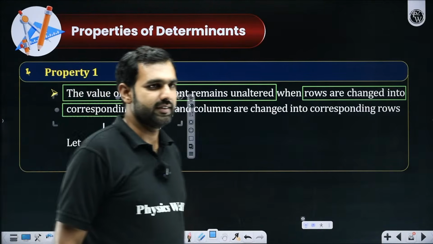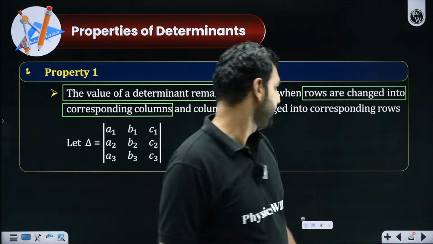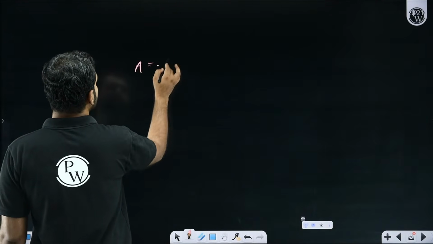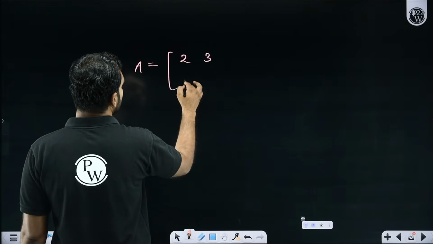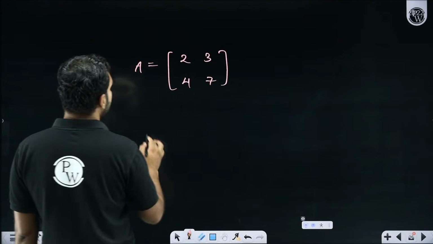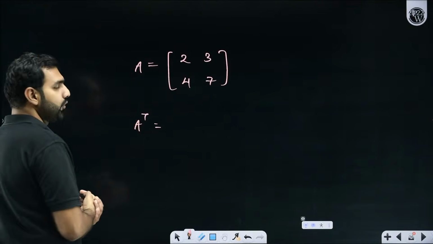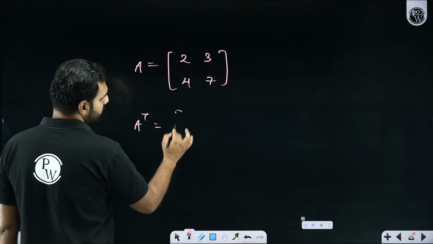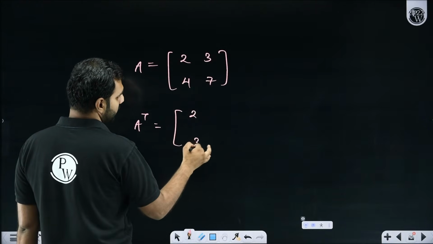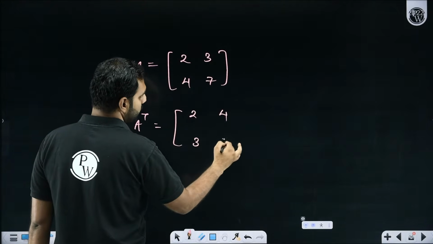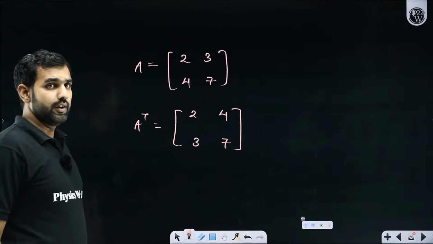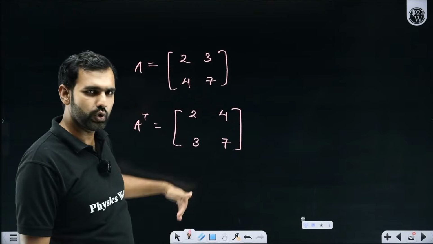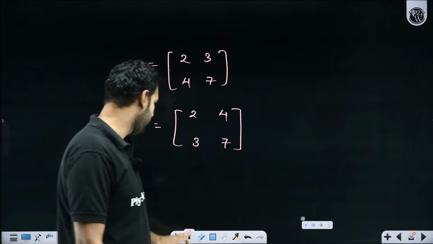In the world of matrices, this is called taking the transpose. So let's say you have a matrix A, which is 2, 3, 4, 7. If I take its transpose, transpose of a matrix means you are interchanging rows into columns. The first row is 2, 3, so you make it the first column. The second row is 4, 7, so you make it the second column. So you converted this matrix into its transpose, which means you converted rows into columns or columns into rows, vice versa, whatever you wish to write.